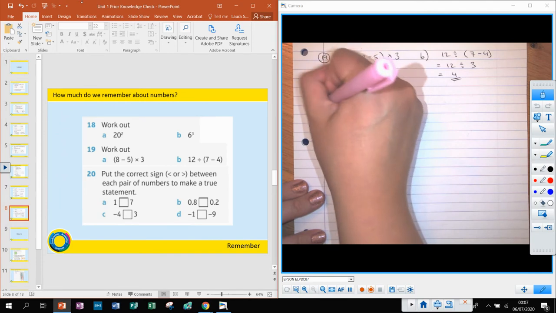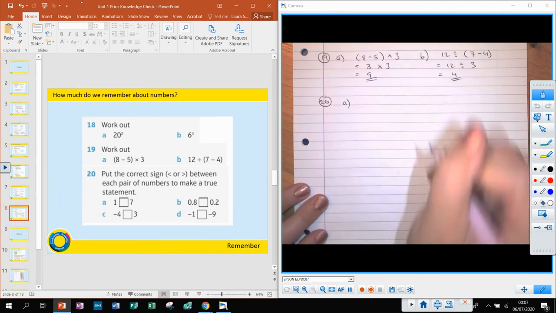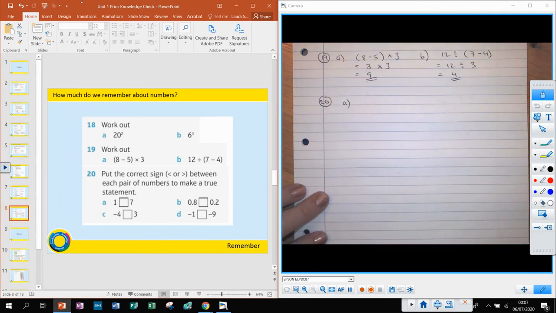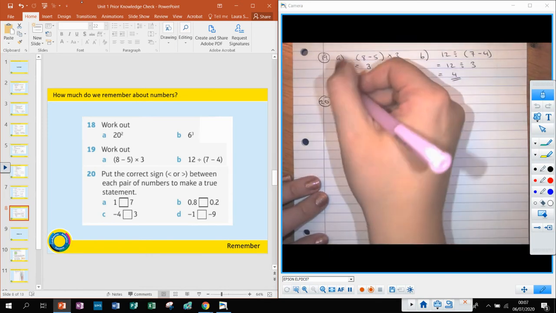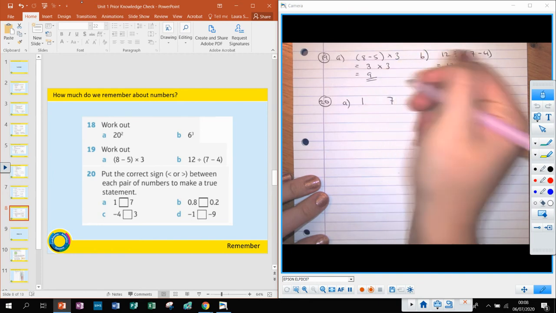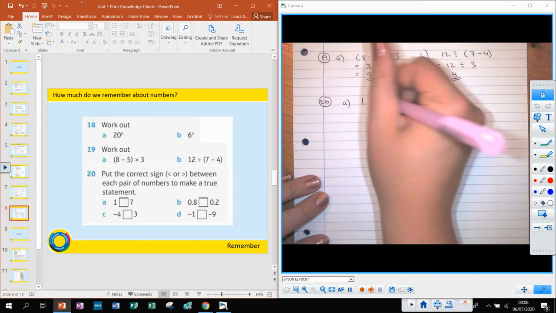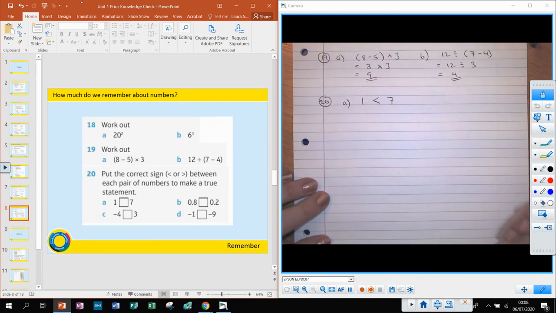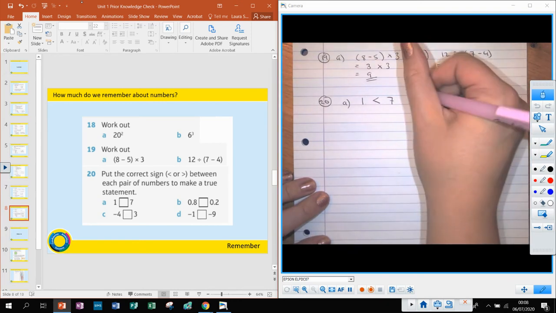Okay, in question 20, we are looking at putting the correct sign. Now that's called an inequality. The first one means less than, and the second sign there means greater than. We need to put that in between the numbers to make them true. So if I have a 1 and a 7, we know the 7 is greater than the 1, so the 1 is less than the 7, so it looks like that. 1 is less than 7.